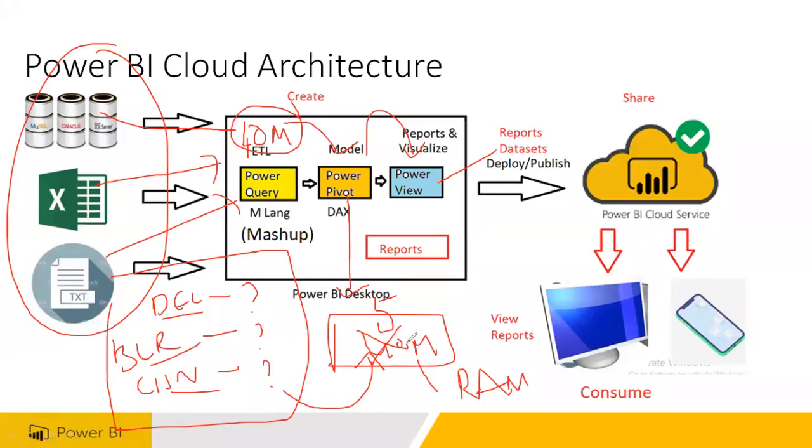Loading 40 million rows may take 1 hour, or may take 5 GB of space in the RAM. I don't want to waste the space in the RAM, so I don't want to take the raw data. I am aggregating the data in the Power Query itself, then loading only 4 or 5 rows.